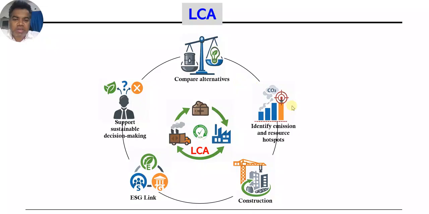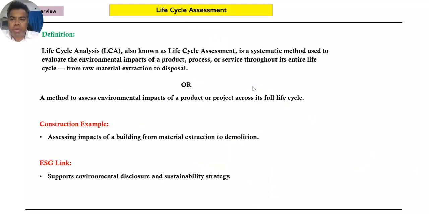It compares alternatives and identifies emissions and resource hotspots. It also improves ESG performance metrics, mainly in the construction industry. Here we have the proper definition, its construction example and ESG links.